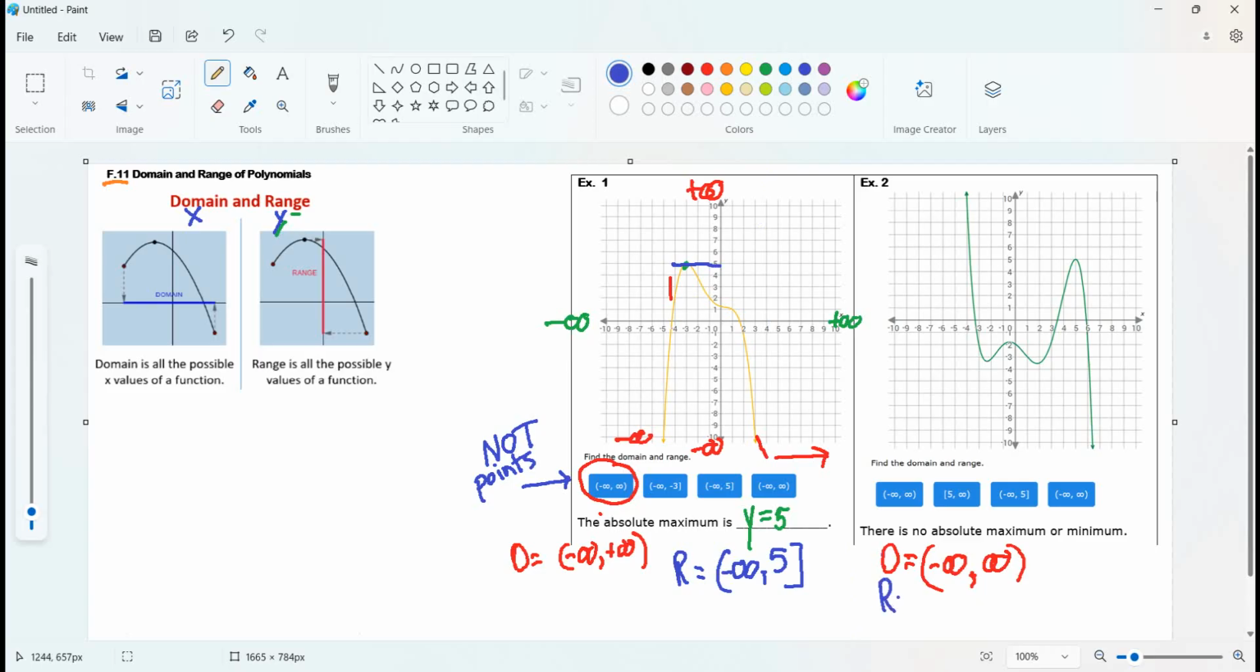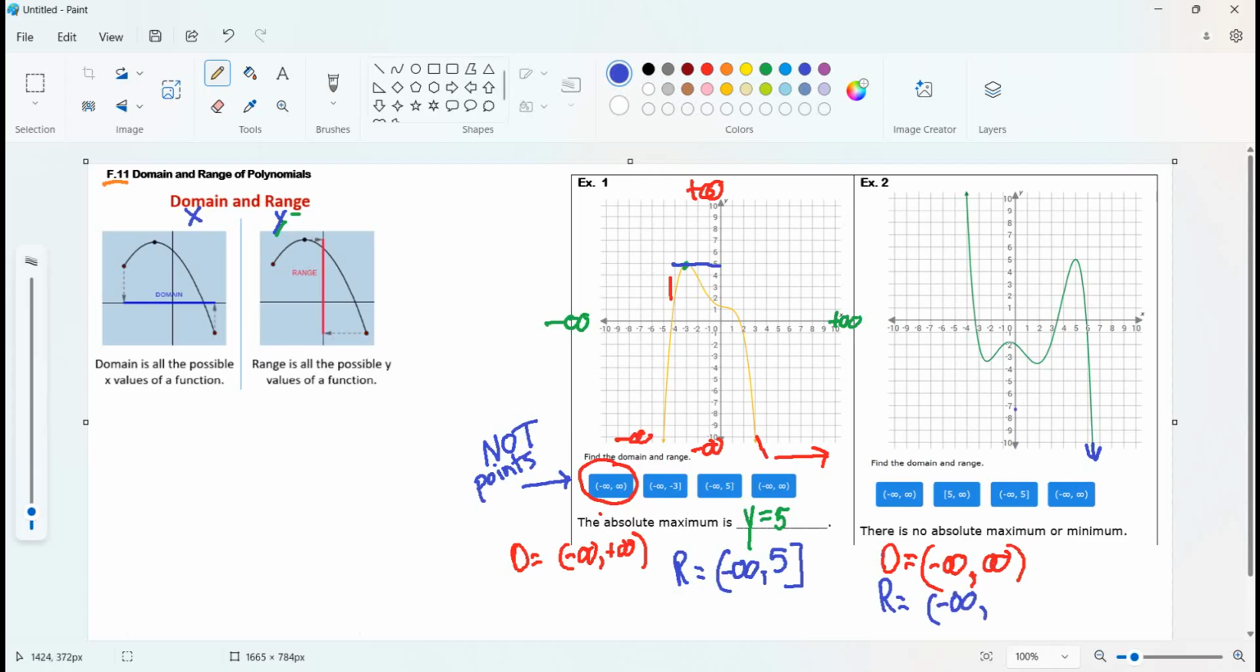So the range, we're focusing on how high and how low it would go. Well, on the negative values down here, since it's showing that it's continuing on down that way, going on and on and on, it's going to go from negative infinity.